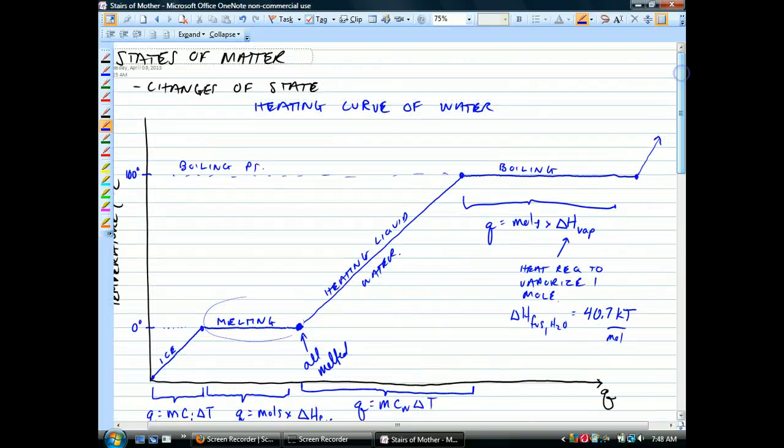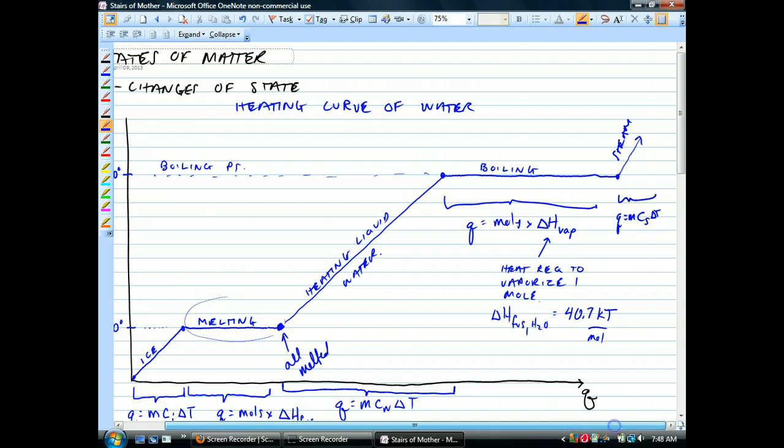Now, what happens then once I'm up into this range here? This is steam, the final stage. It's not really the final stage, but steam. And here we have Q equals mc delta T for steam. C for steam is 1.84 joules per gram per degree C. So it's lower than the specific heat of water.